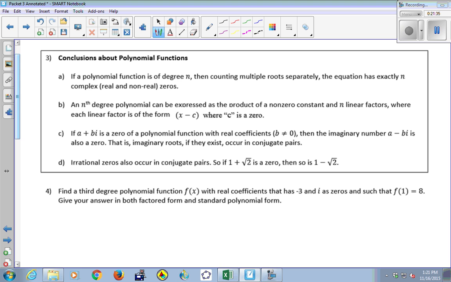And if a plus bi is a 0, then a minus bi is also a 0. Right? So that will always happen because of the quadratic formula with the plus or minus. So a plus bi and a minus bi always show up together as zeros. Same thing with irrational zeros, again, because of the quadratic formula with the plus or minus in it. So if 1 plus root 2 is a 0, then 1 minus root 2 is a 0.